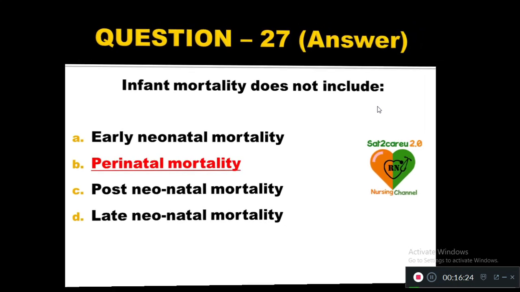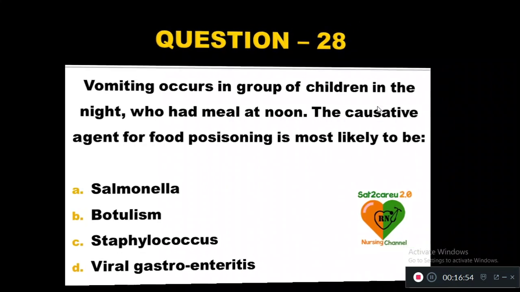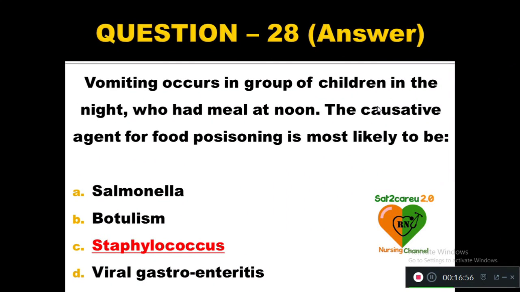Question number 28. Vomiting occurs in group of children in the night who had meal at noon. The causative agent for food poisoning is most likely to be option A, Salmonella, B, botulism, C, Staphylococcus, and D is viral gastroenteritis. The right answer is the Staphylococcus is the causative agent for food poisoning.